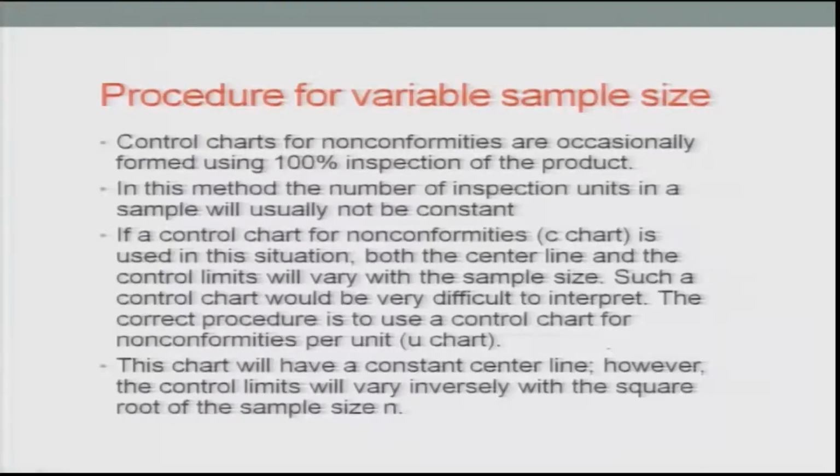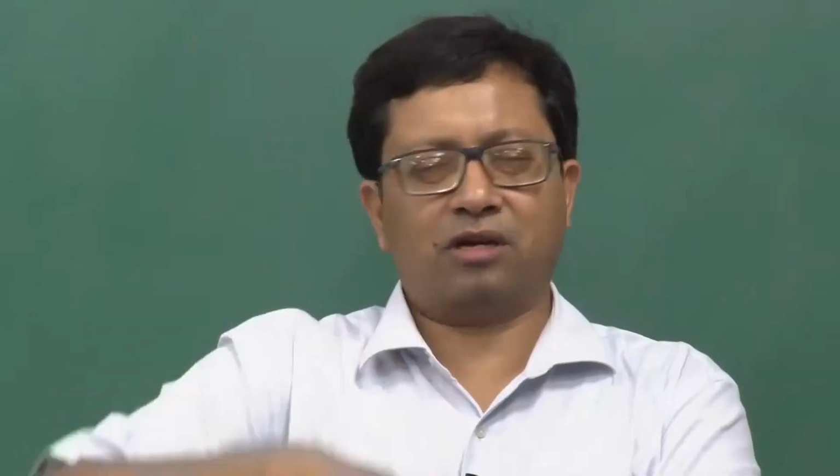Now, procedures for variable sample size. Control charts for non-conformities are occasionally formed using 100% inspection of the products. In this method, the number of inspection units in a sample would usually not be a constraint. So, if a control chart for non-conformities, which is basically the C chart, is used in this situation, both the central line and the control limits will vary with the sample size. As the sample size changes, obviously the central line and the upper and lower control limits would change, because the upper and lower control limits depend on the central line, based on which we will need to recalculate it.